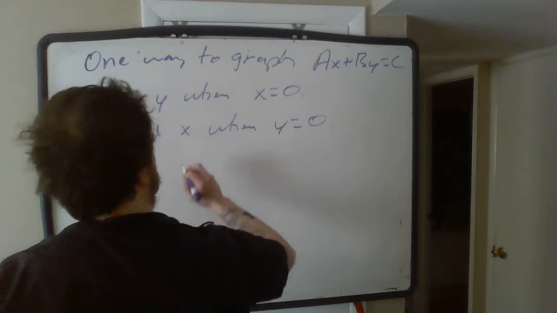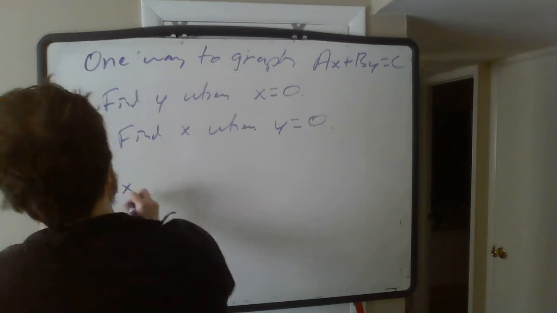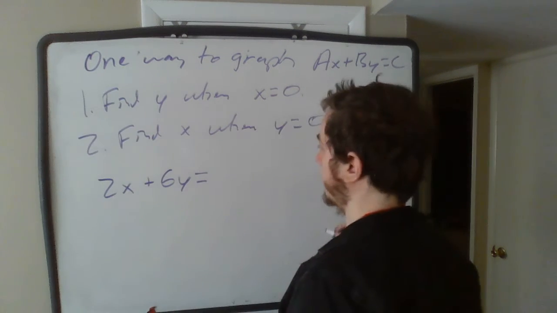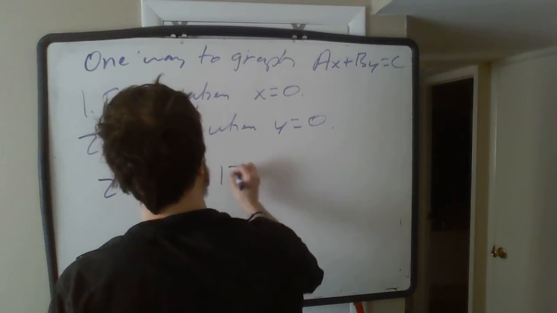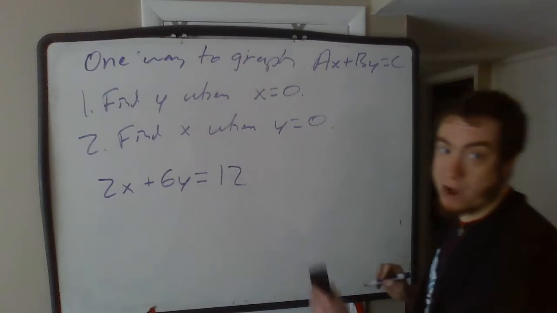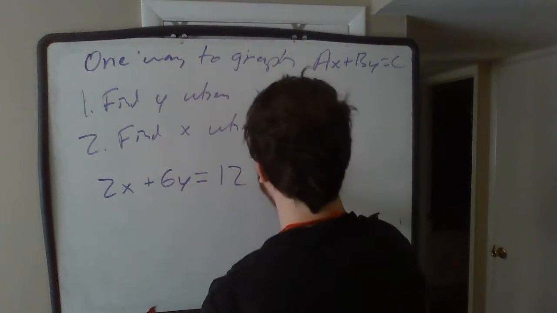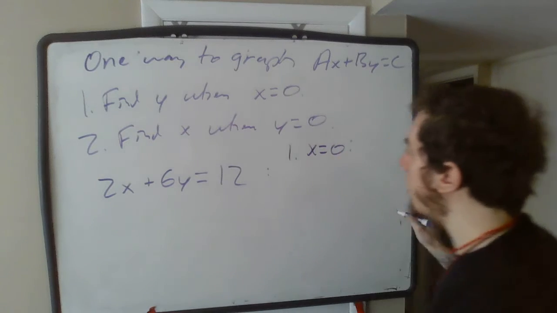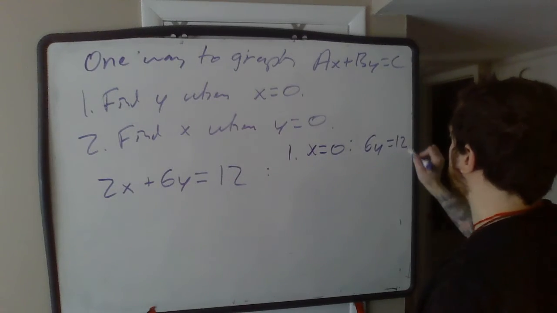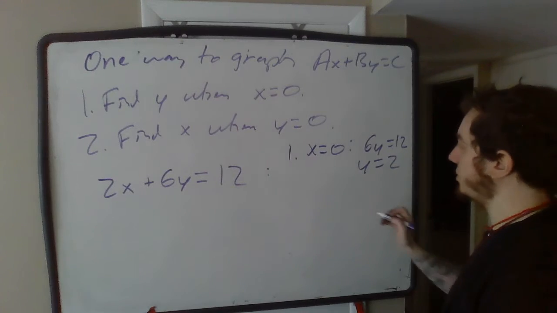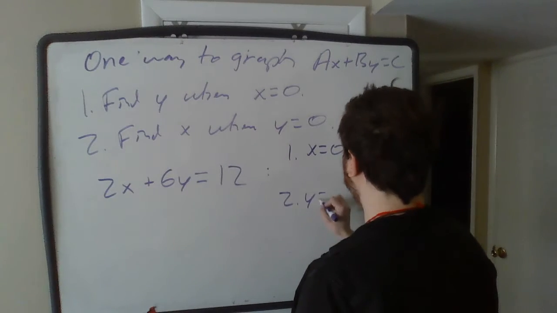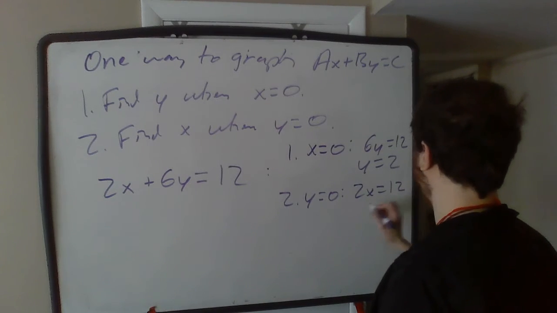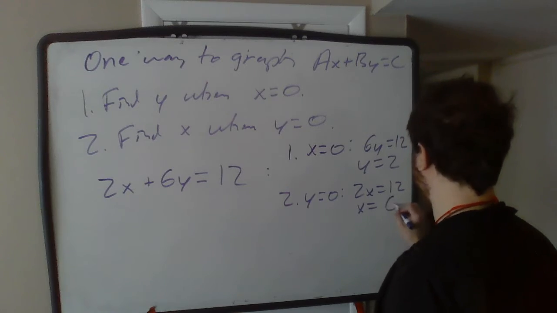Let's suppose that I have 2x plus 6y is equal to 12, and I want to make a graph of this sort of thing. So, when x is equal to 0, I get that 6y is equal to 12, or y is equal to 2. When y is equal to 0, I'm going to get 2x equals 12, or x is equal to 6.